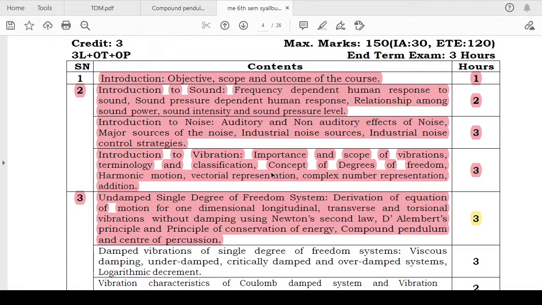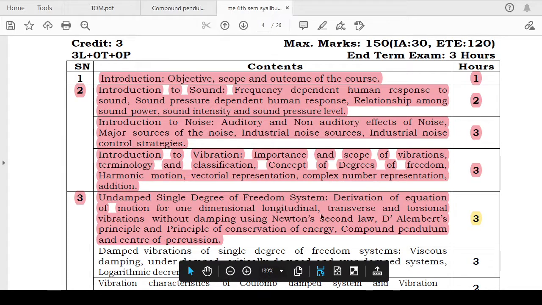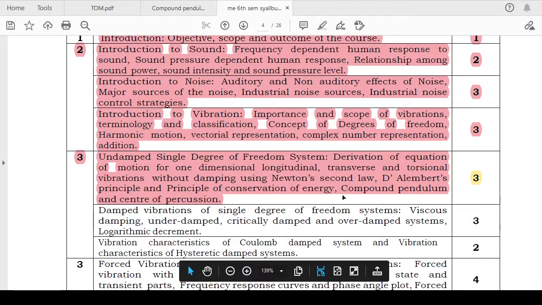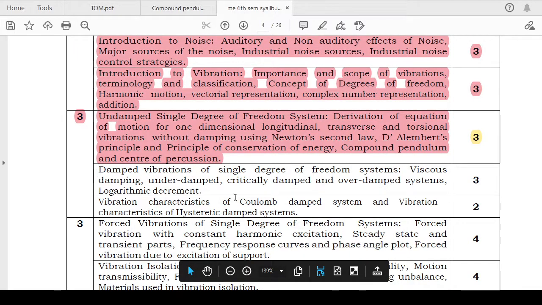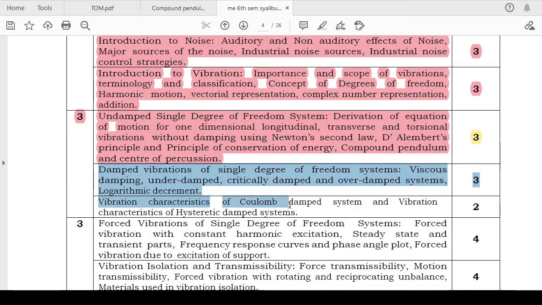After that we discussed the concept of degree of freedom and harmonic motion. Then in the undamped single degree of freedom vibration system we discussed one dimensional, longitudinal, transverse, torsional, without damping, and Newton's second law, as well as D'Alembert's principle and the principle of conservation of energy, which is called the energy method. So today in this video we will try to cover the compound pendulum and center of percussion, and from the next session onwards we will jump into damped vibration.